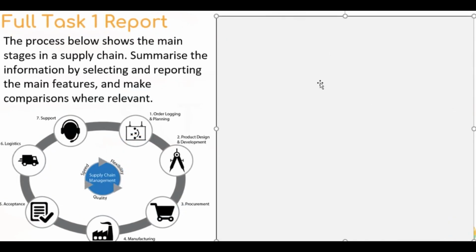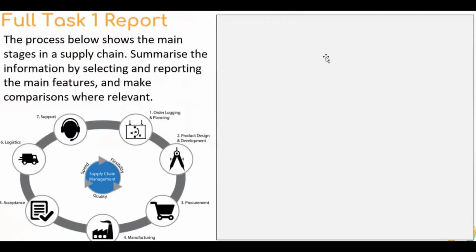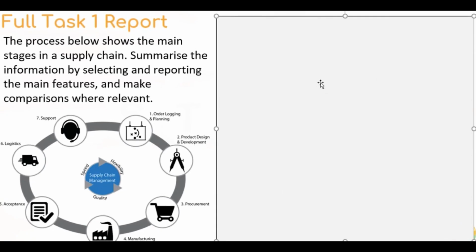Okay, so as always, we begin with our paraphrased introduction. And remember that I showed you the sentence, the diagram illustrates the way in which. Just check that the language doesn't match up between my sentence for the introduction and the question. So let's read the question. The process below shows the main stages in a supply chain. So I can just type this in exactly as I showed you.